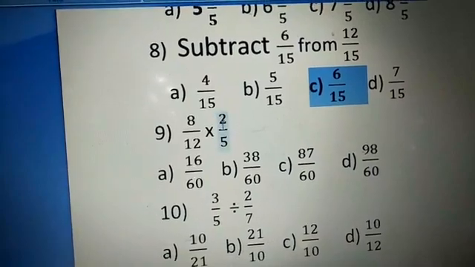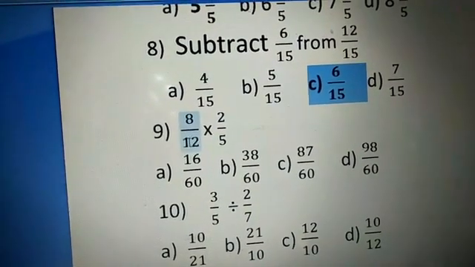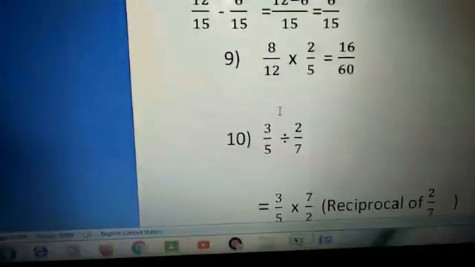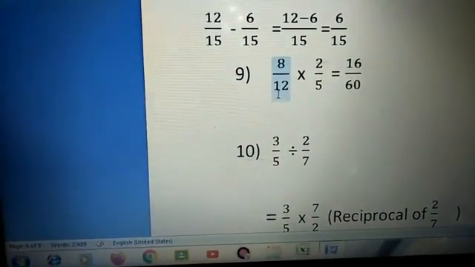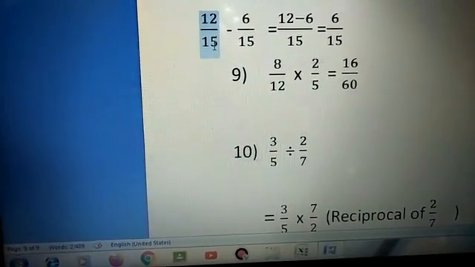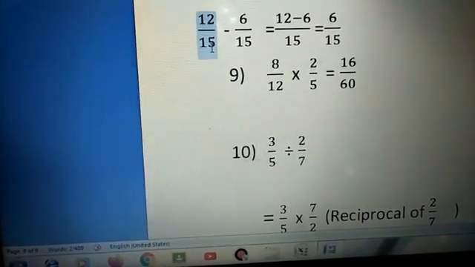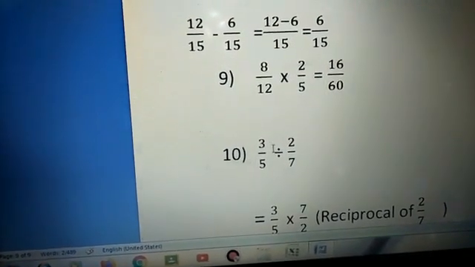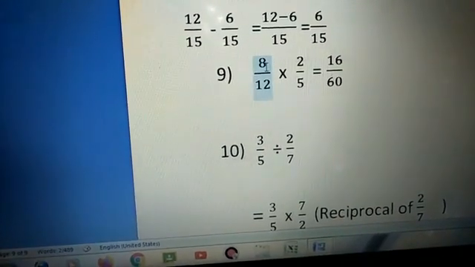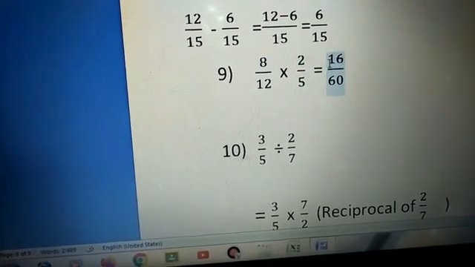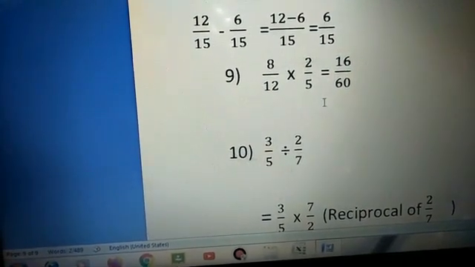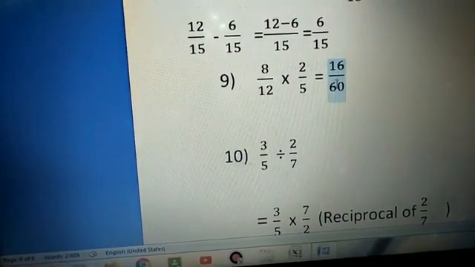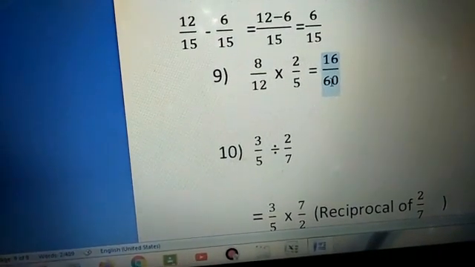Next problem. 8 divided by 12 multiplied by 2 divided by 5. In fractions, only for addition and subtraction we have to check whether the denominators are the same or not. In multiplication and division, no need to check anything. You have to directly do it. So 8 2s are 16. Then 12 5s are 60. So what's our answer? 16 divided by 60.